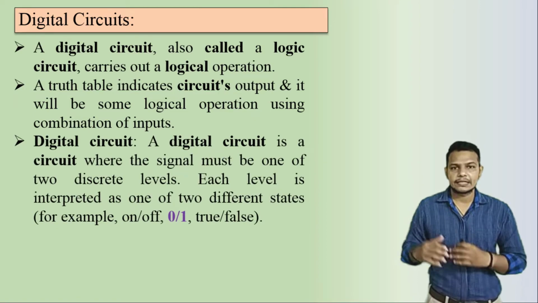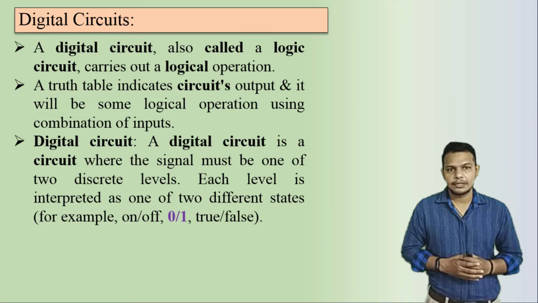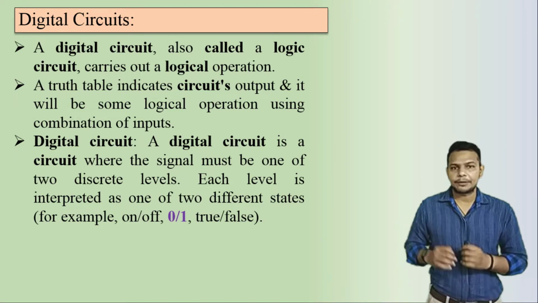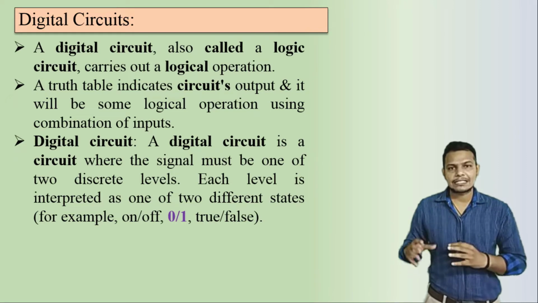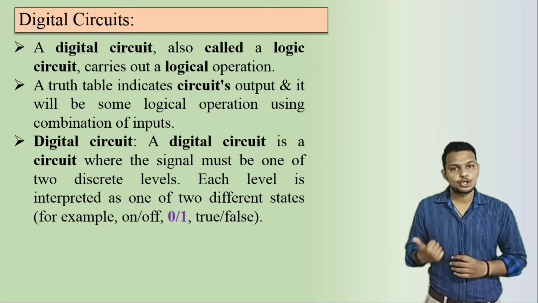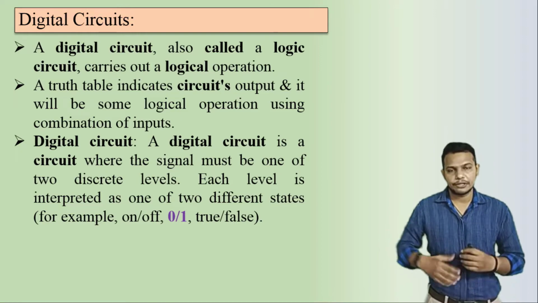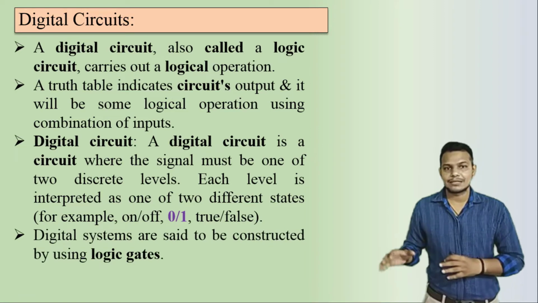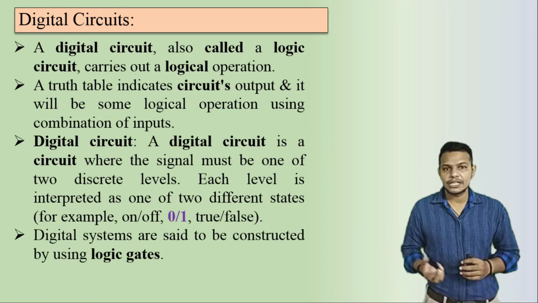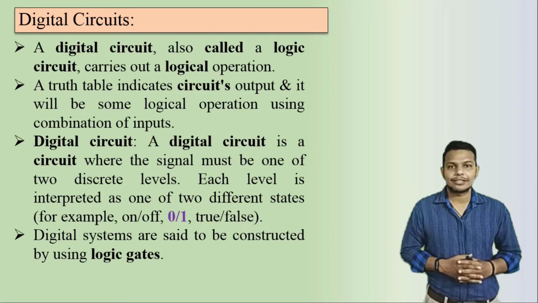A digital circuit is a circuit where the signal must be one of two discrete signals. Each level is interpreted as one of two different values, like we can say 0 or 1, true or false, or on or off, if it is connected to an analog circuit. So digital systems are said to be constructed using logic gates. So gates are most important for digital circuits.